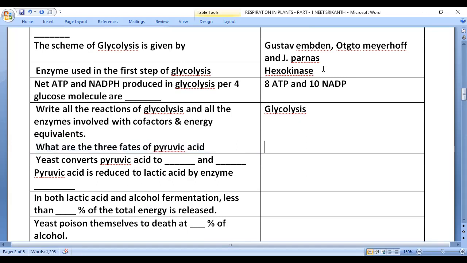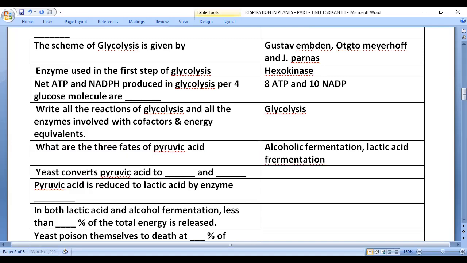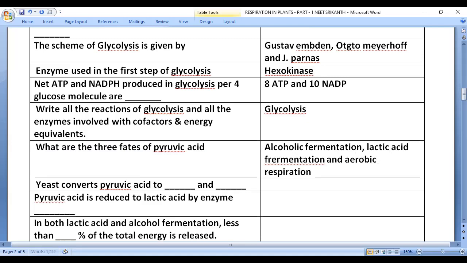What are the three fates of pyruvic acid? Alcoholic fermentation, lactic acid fermentation, and aerobic respiration. Yeast converts pyruvic acid to carbon dioxide and ethanol. Pyruvic acid is reduced to lactic acid by the enzyme lactate dehydrogenase.